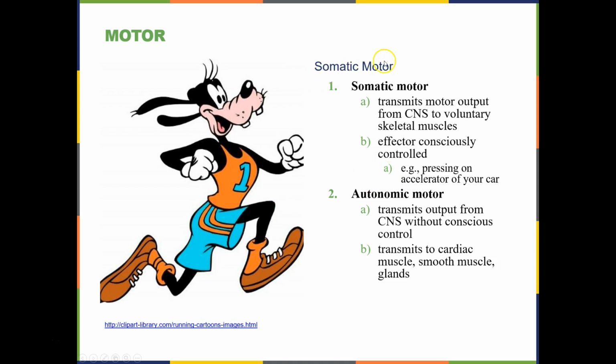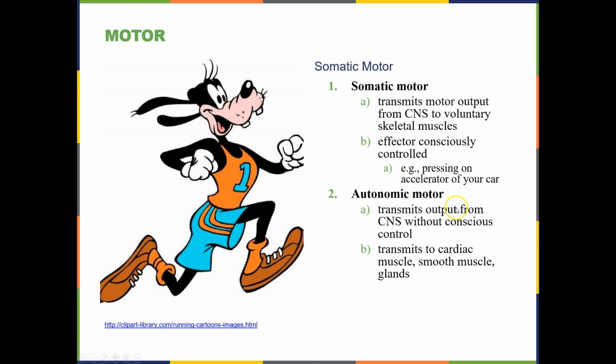So the somatic motor division is going to be transmitting information from the CNS to our skeletal muscles. And in general, again, we're consciously aware of these. So something like pushing the accelerator on our car, scratching an itch on our arm. Those are things we are consciously aware of.